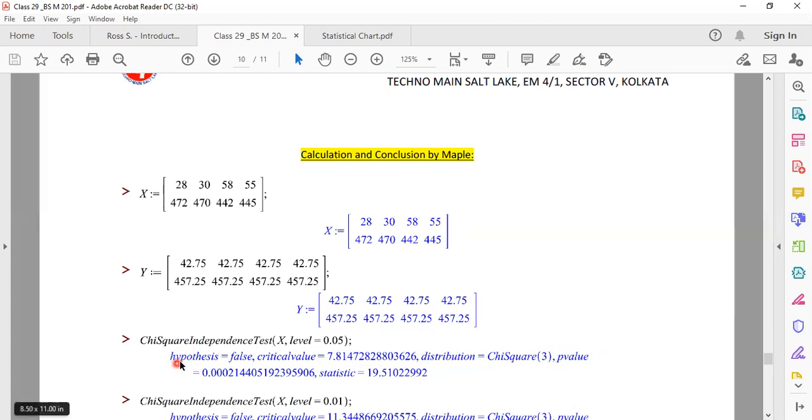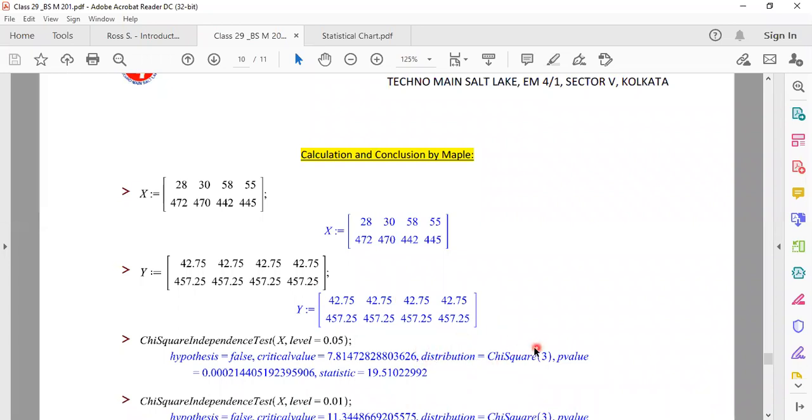What information are we getting from here? Although it is written in the following manner, that hypothesis is false and so on, we'll try to read it from right to left, not from left to right. So first we are getting the value of the statistic. That means if you do the calculation manually that I have just shown you, you will get this value, which is 19.51. P value is given to be 0.0002144, very small number. Okay, P value. I'll come to that point later.